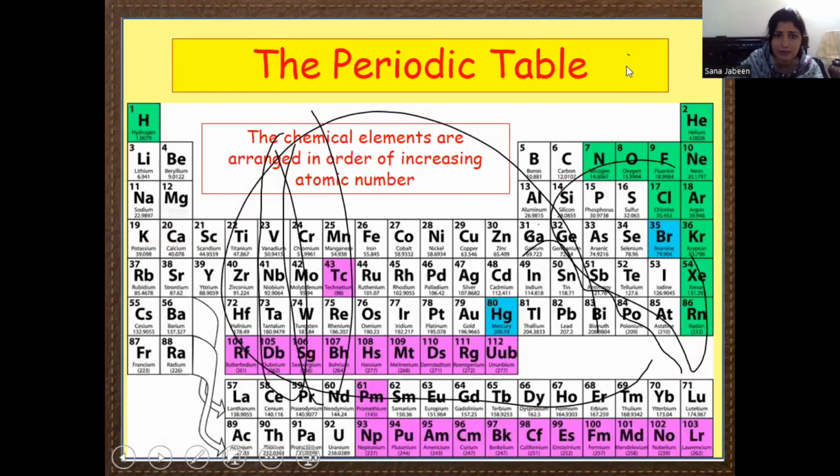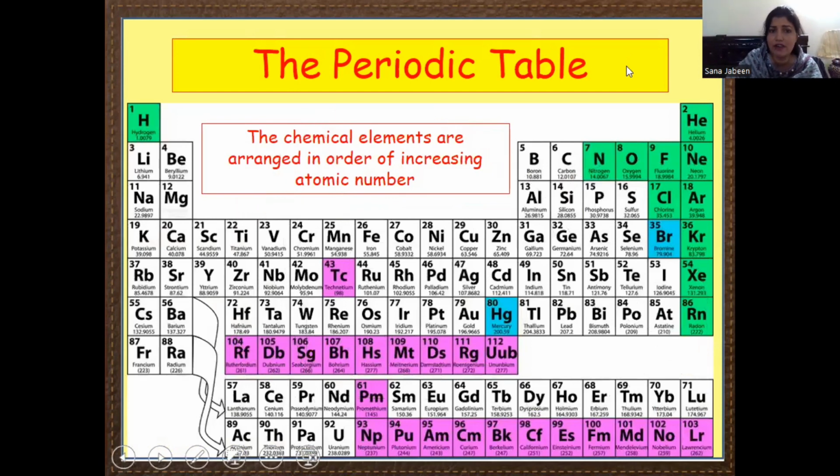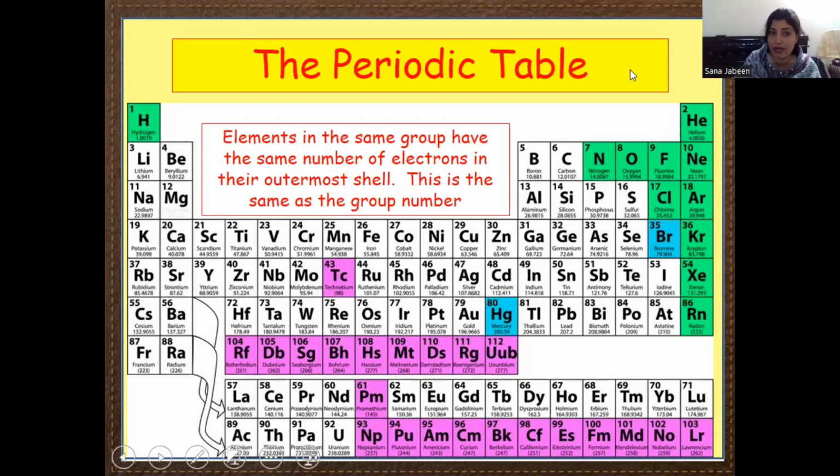Now the next thing, the chemical elements are arranged in order of increasing atomic number. You can see hydrogen, the first one, has atomic number 1, helium has atomic number 2, lithium 3, beryllium 4. So we arrange all the elements according to their increasing atomic number, not atomic mass.